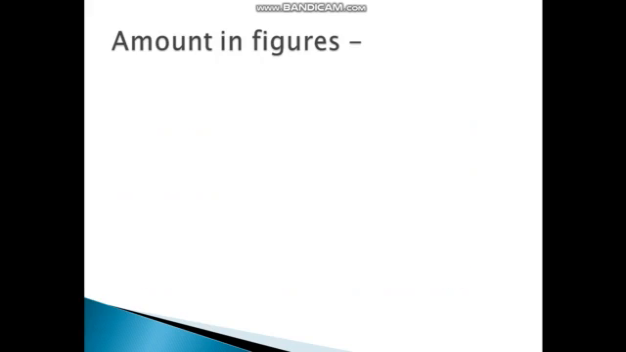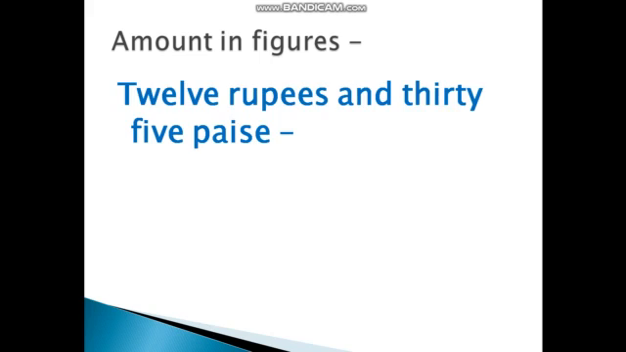Now, how to write the given amount in figures? For example, if we have 12 rupees and 35 paise. So first of all, we have to use the symbol of rupees and then write rupees. How many rupees? 12. Then we have to separate these rupees from paise. So what do we do? We are going to put a dot and then 35 paise. So see, how can we write this amount? It can be written like rupees 12.35.